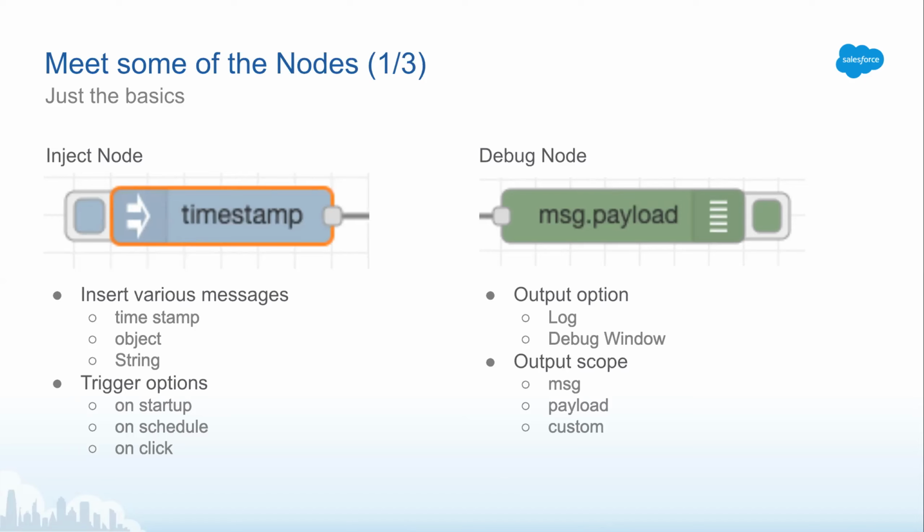The counterpart to this is the debug node, which is able to send the result, what it receives, to a debug window or the log file. And typically, when we work interactively, we use the message payload. But of course, you're free to capture the complete output or just a specific variable.